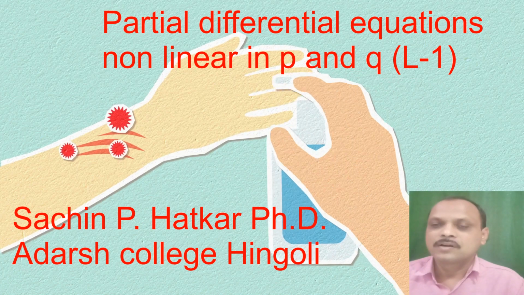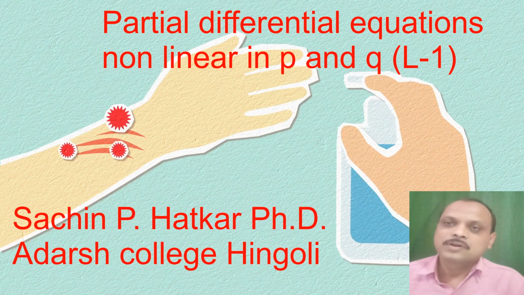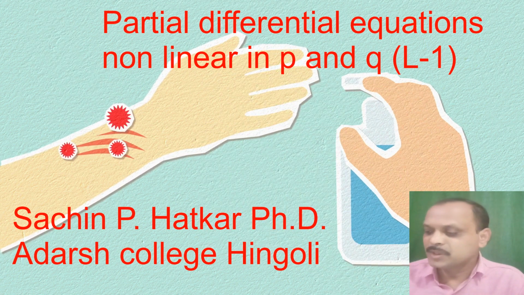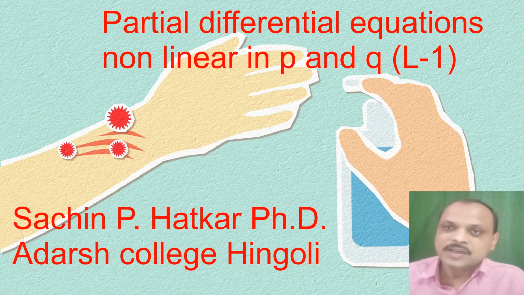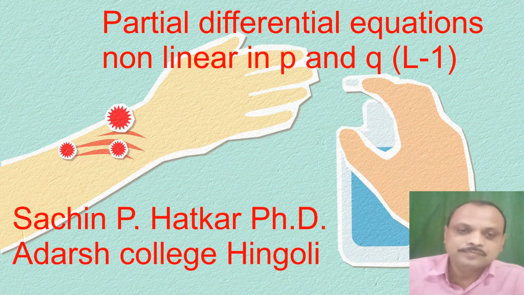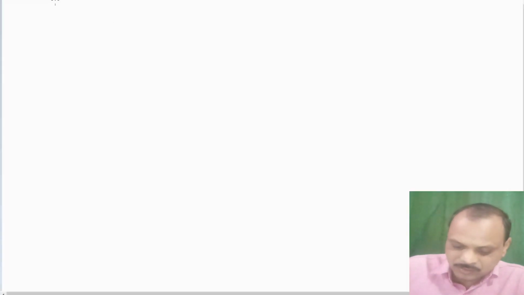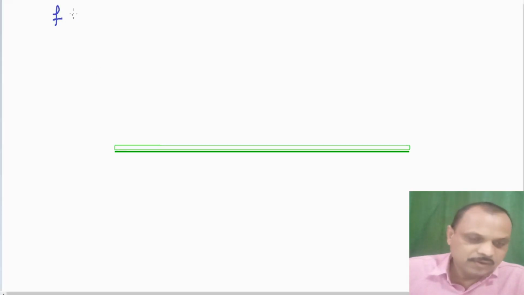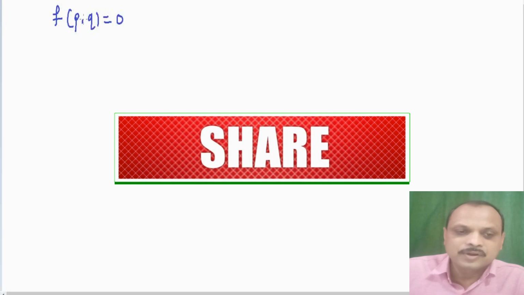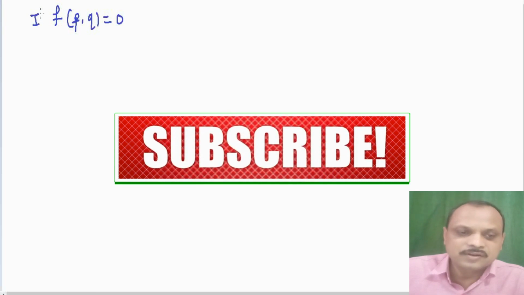Hello friends, in this video we discuss nonlinear equations in p and q. The first type of these nonlinear partial differential equations in p and q is of the type f of p comma q equal to 0.